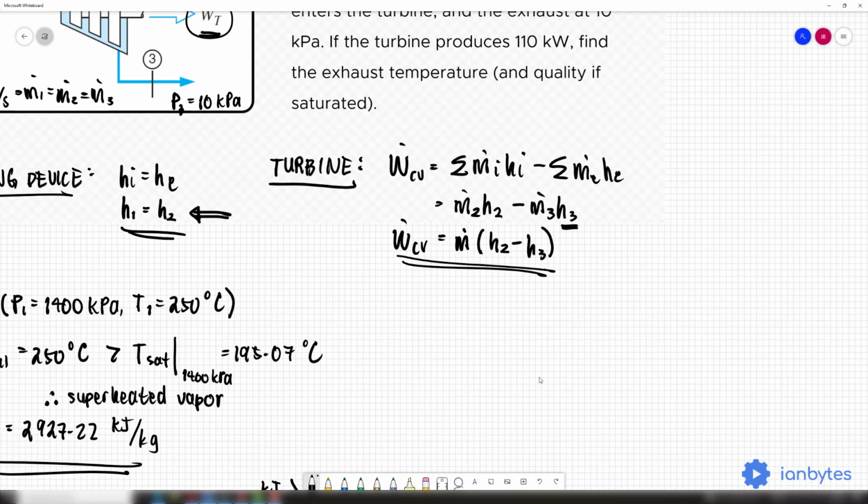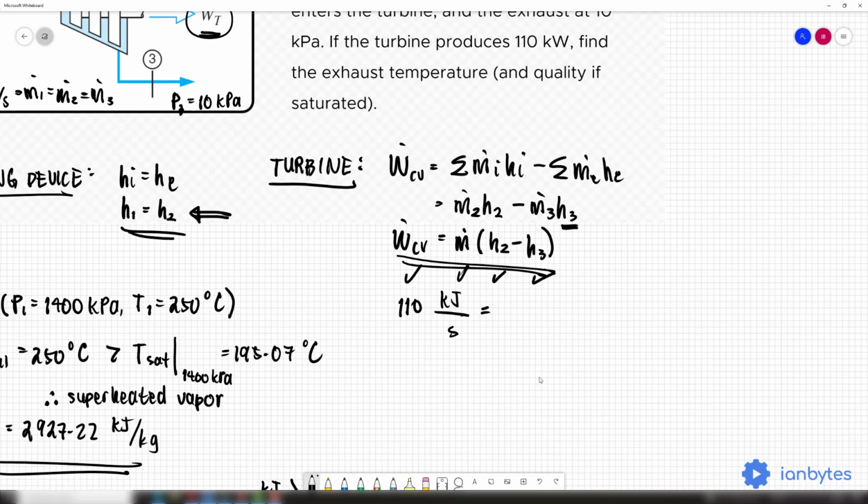We already know the mass flow rate, that is just equal to 0.25 kilograms per second. We also know state 2 from the thermodynamic tables a while ago. And the power output W.CV is just equal to 110 kilowatts. So from here, masasolve natin ang enthalpy at state 3. Let us just plug in the numbers that we know. We have 110 kilowatts, or basically 110 kilojoules per second.